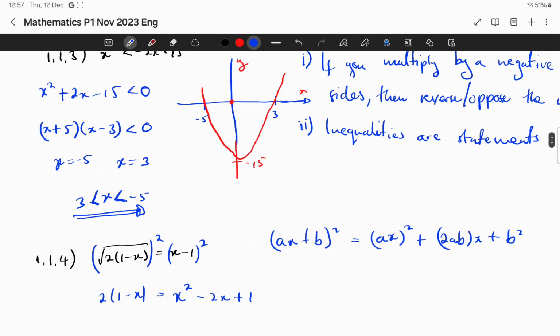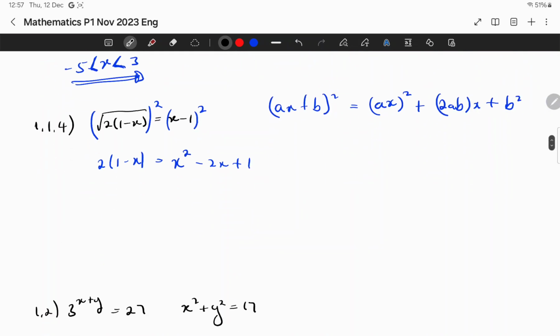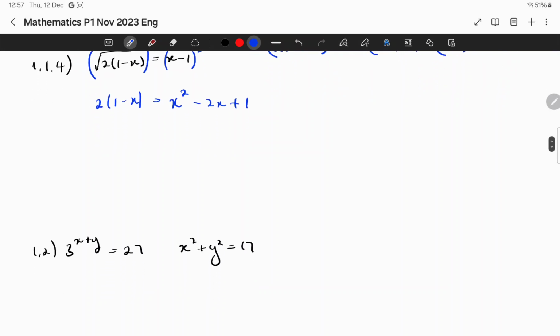I just noted that I made a mistake earlier. It should be x is greater than -5 but less than 3, which is this region here. That's what we're looking for. Okay, now continue with this.